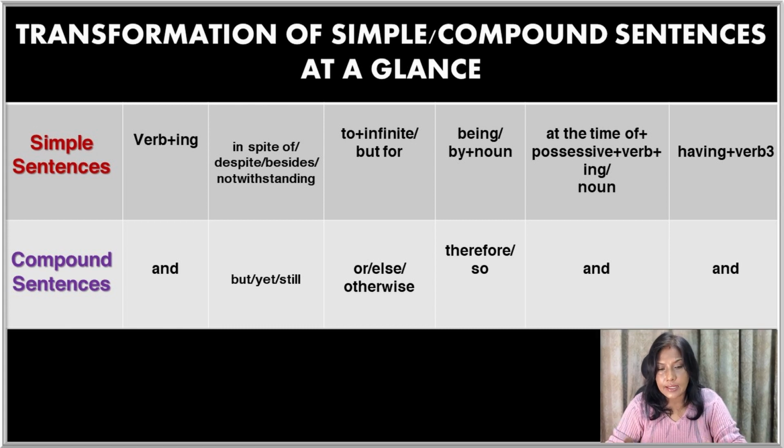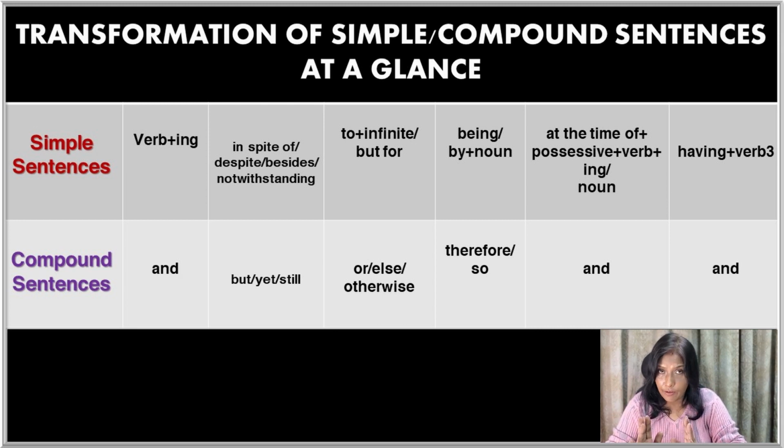Now, this is the transformation of simple to compound or compound to simple. Sentences at a glance, I've just written it. Verb ing, that means it's a participle like walking, sleeping. If we have such type of verb in the simple sentence, then to make the compound sentence, when we expand the phrase of the simple sentence, we'll use the conjunction and. Next, when we have the phrases beginning with "in spite of," "despite," "besides," "notwithstanding," then what will be used as a coordinating conjunction? "But," "yet," "still," either of these. And next, if it is infinitive, that means we have "to" and then the verb. Or if we have "but for," then what we use as the coordinating conjunctions, "or," "else," "otherwise." So any one of these.